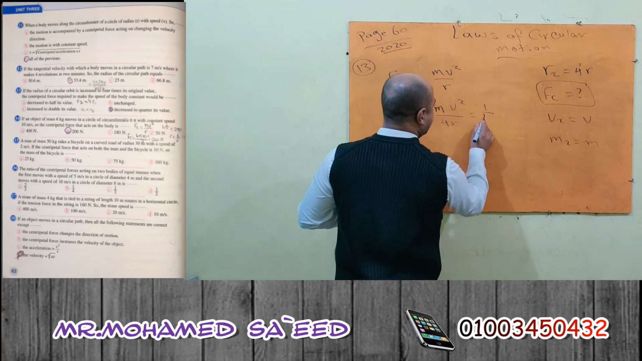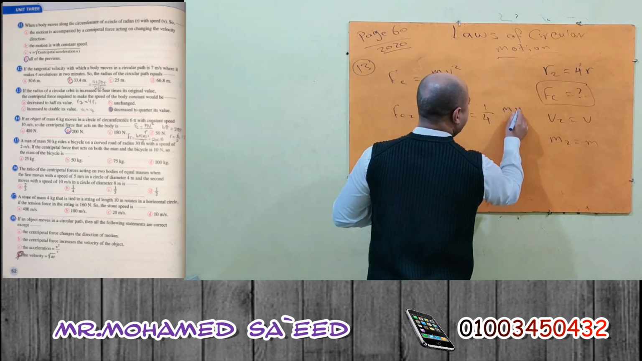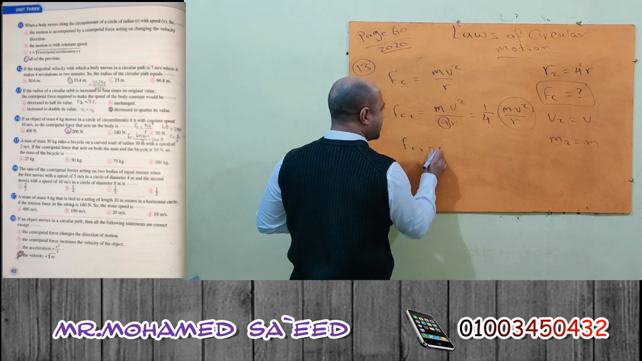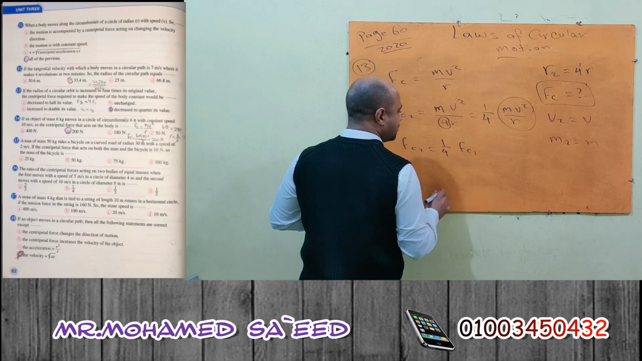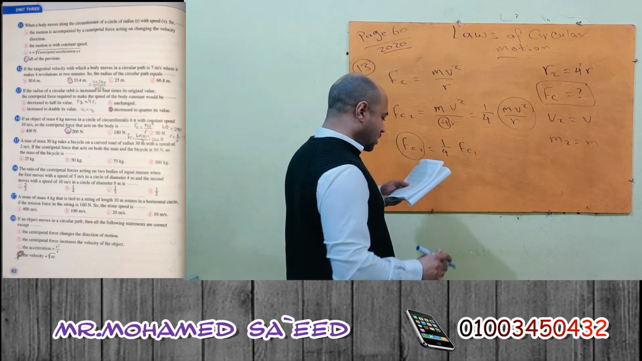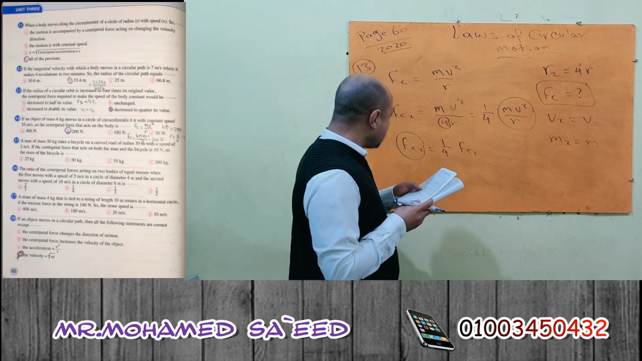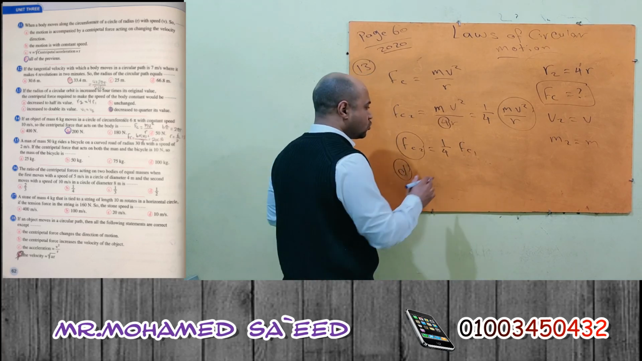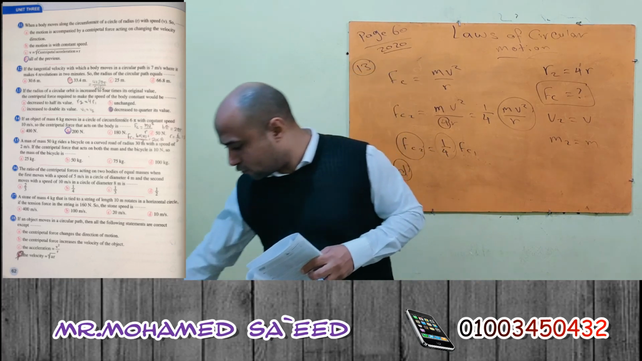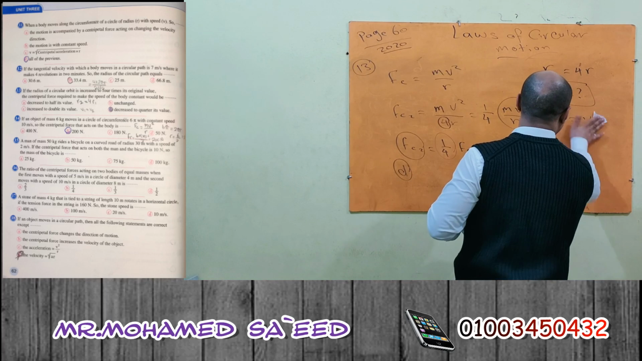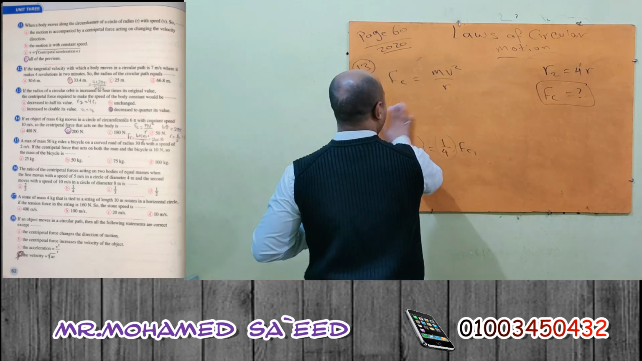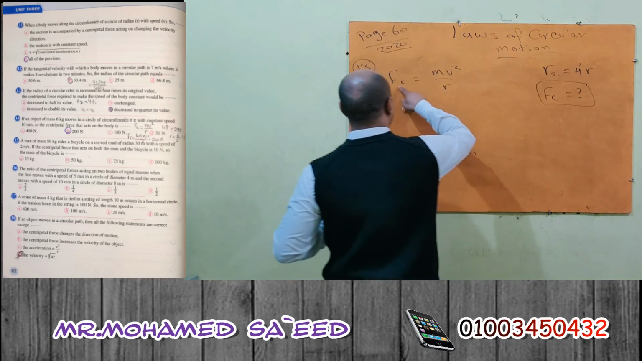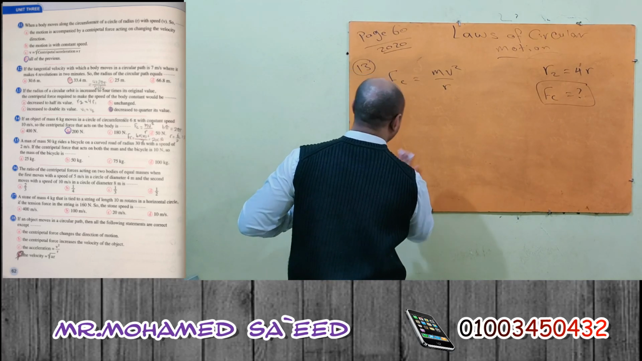We can say that it is 1 over 4 of mv square over r, which is the first centripetal force. So FC2 in the second case equals 1 over 4 FC1. So the centripetal force decreases by 4 times. Question number 15: decreases to quarter its value. So the true answer is D. The centripetal force in the second case decreases to quarter its value because the radius increases, and there is an inverse relationship between centripetal force and radius. By increasing the radius, the centripetal force decreases.